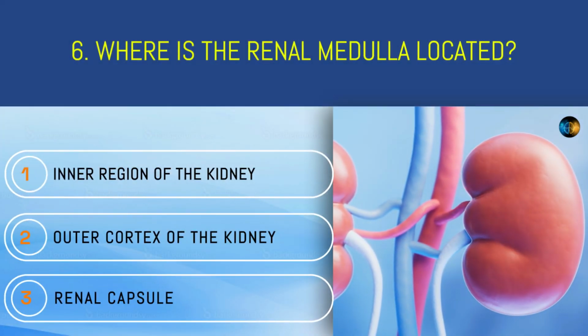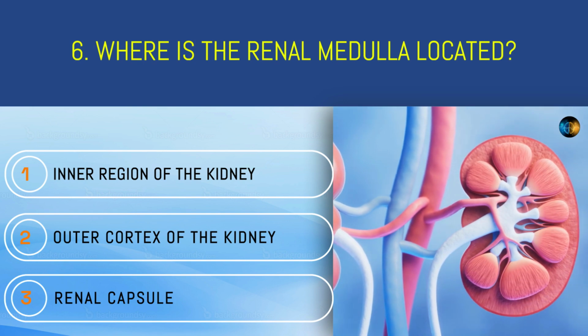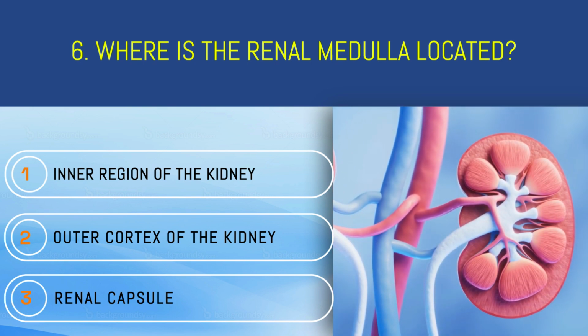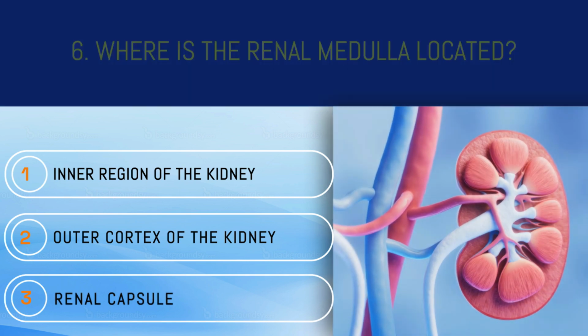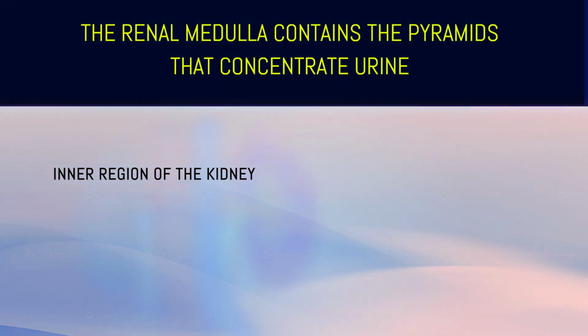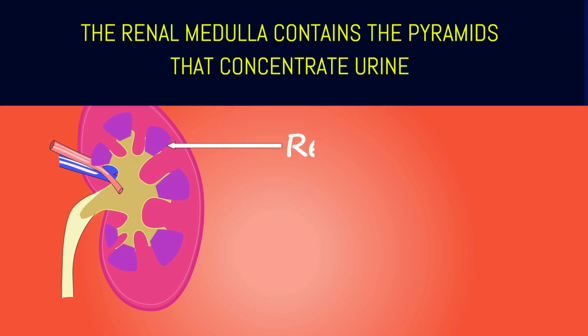Where is the renal medulla located? Is it in the inner region of the kidney, in the outer cortex of the kidney, or in the renal capsule? In the inner region of the kidney. The renal medulla contains the pyramids that concentrate urine.